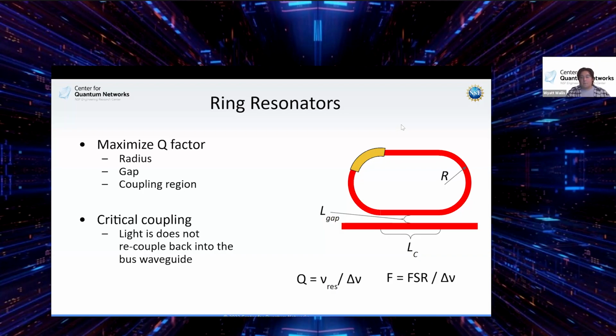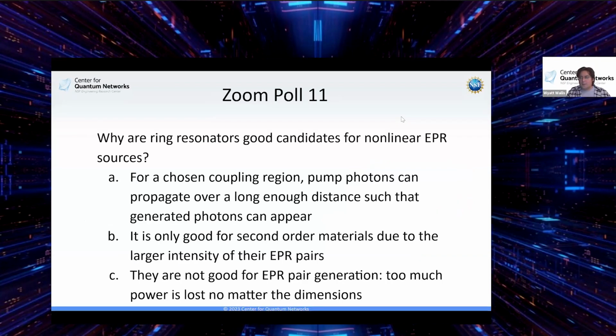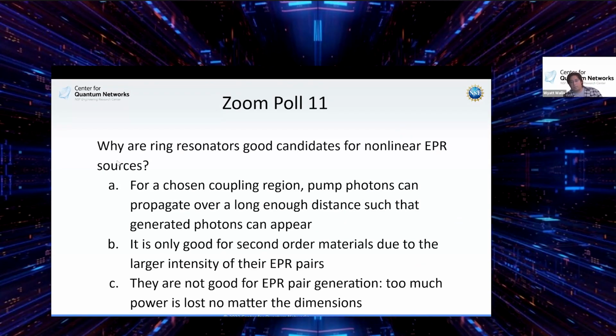All right. Going on to, I think, our second to last question here: what exactly makes ring resonators good candidates for nonlinear EPR pair sources? All right, so most of us said A. That's something that I would agree with.